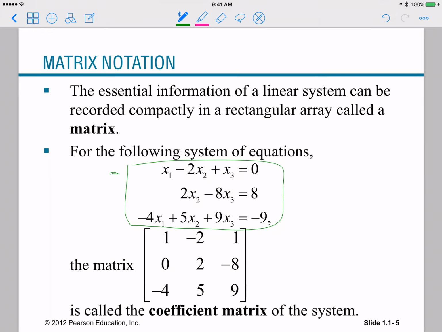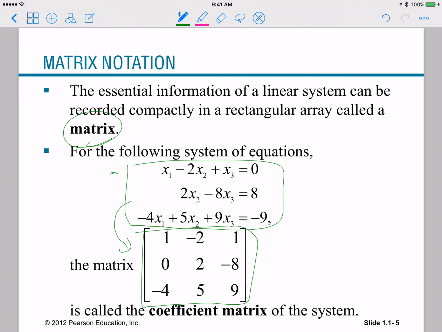In these cases, we can convert and represent them as a rectangular shape of numbers. That is where the notion of a matrix comes in. So we can convert this system of equations into this matrix. Here you will see how we extracted those numbers into the matrices.